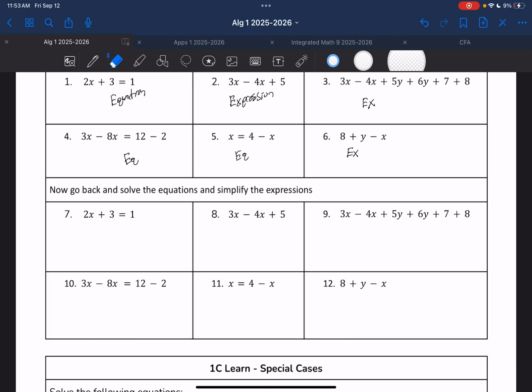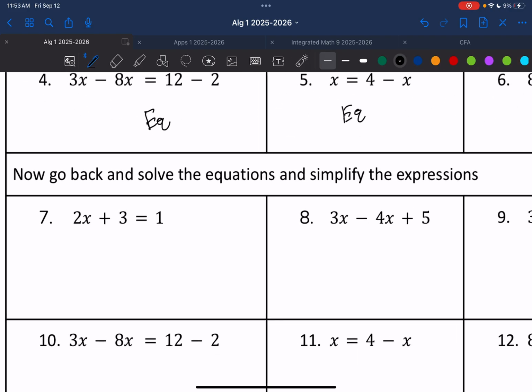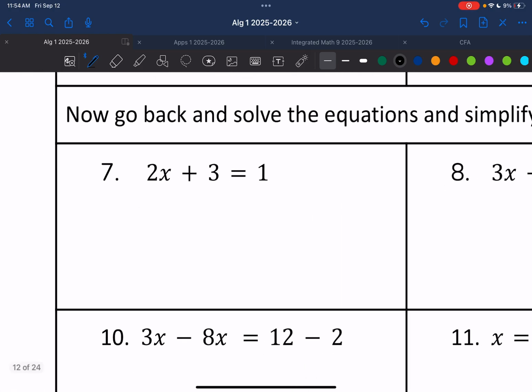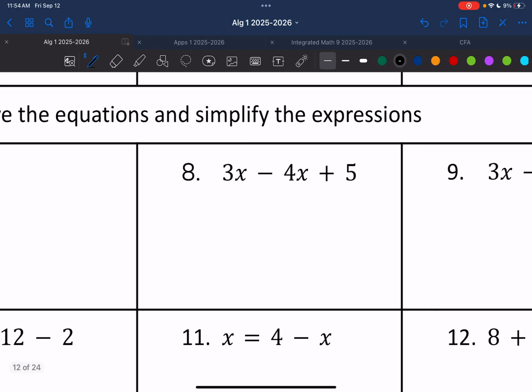All right, now we have to go back and actually solve the equations and simplify the expressions. So let's start with number 7 here. I'm going to start by subtracting 3 from both sides. It gives me 2x is equal to -2. Divide by 2 on both sides, and I get x is equal to -1.